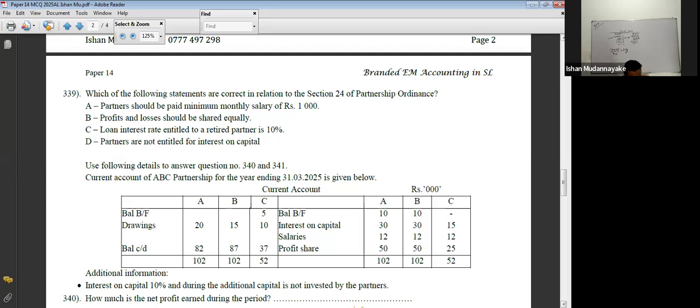What are the correct statements? Profit should be paid a minimum monthly salary of 1,000. According to section 24, profit and losses should be shared equally. A lower interest rate of 10% is entitled to a retired partner. Partners are not entitled to interest on capital. What's the answer?